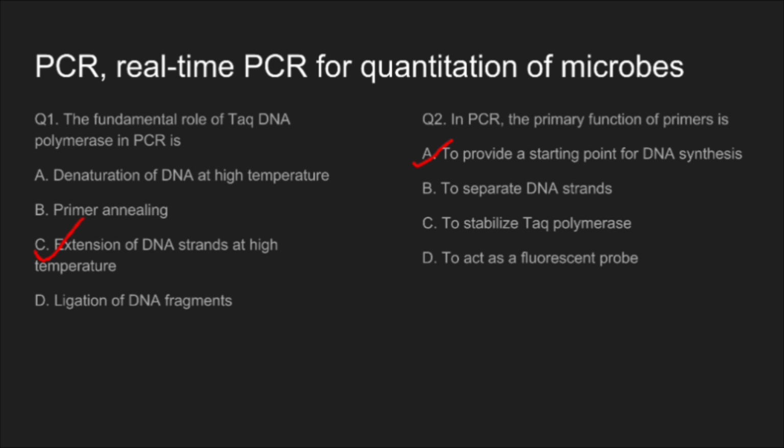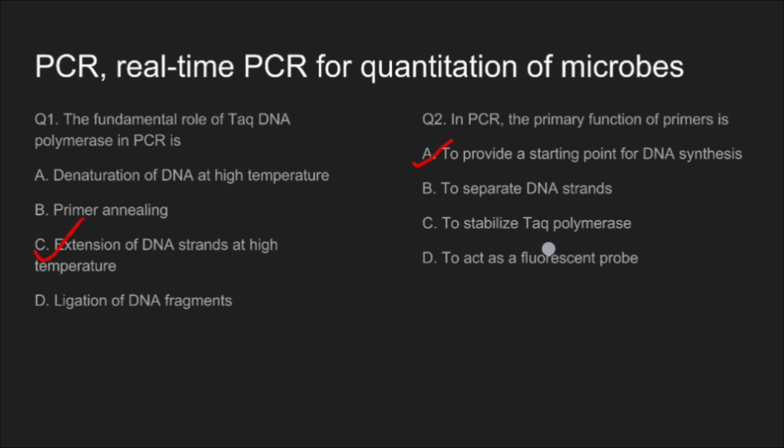So primer, what are primers? They are short oligonucleotides. They are complementary to the target DNA sequence, and it provides the 3-OH group for the initiation of the polymerase.